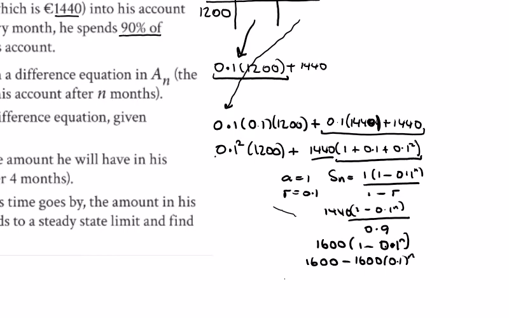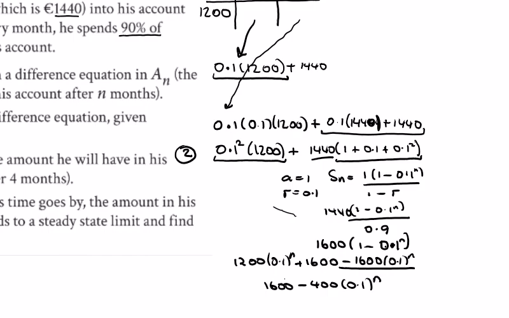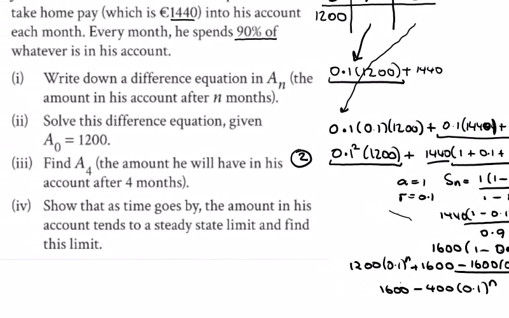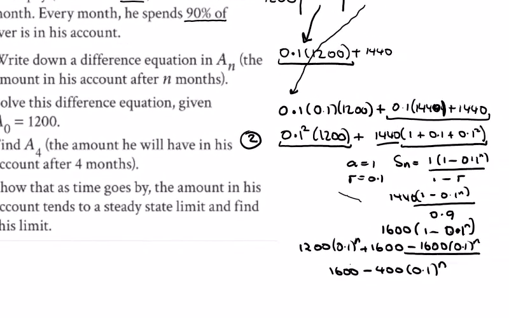And the beginning of the sequence was 0.1 squared. This was when we were looking at month 2. We could go to month 3, but let's do it really quickly this time. That's going to be 1200 times 0.1 to the power of n, and then plus the 1600. So we're going to get a minus actually here. So we're going to get 1600 minus 400 times 0.1 to the power of n for this sequence here. That's solving this difference equation for any an.